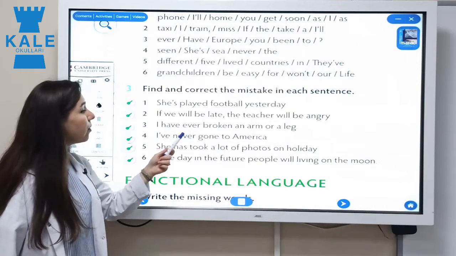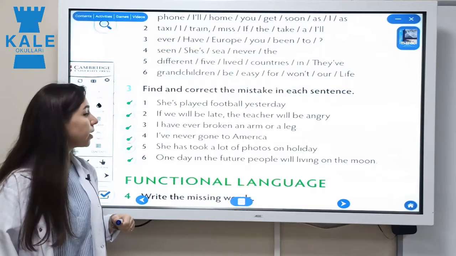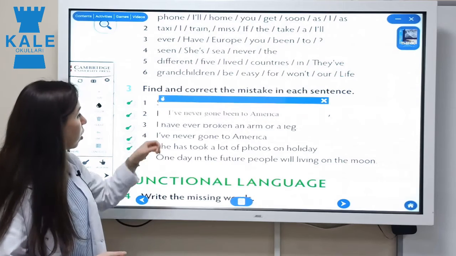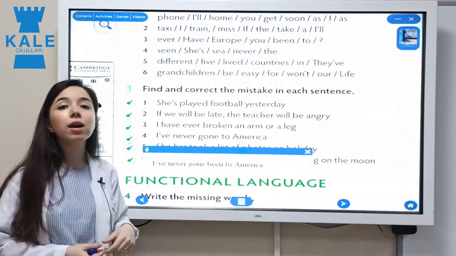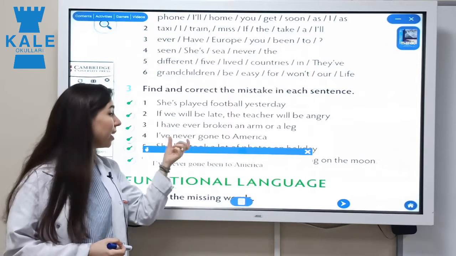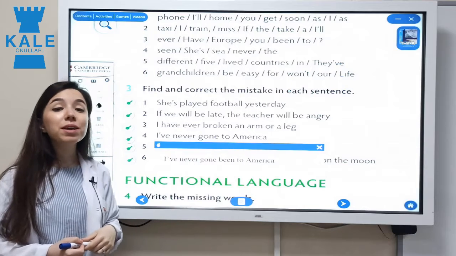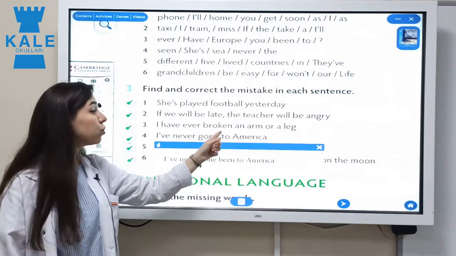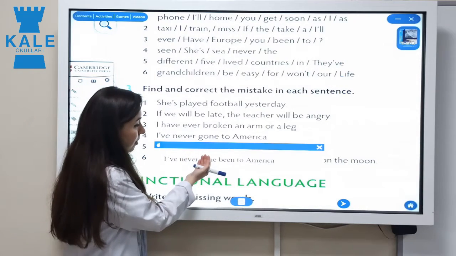Number 4, I've never gone to America. I have never gone to America. Which part is not correct here? So, come here. I have never gone to America. No. When we want to make sentences with never here, it's better to say I have never been to America. Gone to America is not that much correct here. So, look at here. Gone is not that much correct.